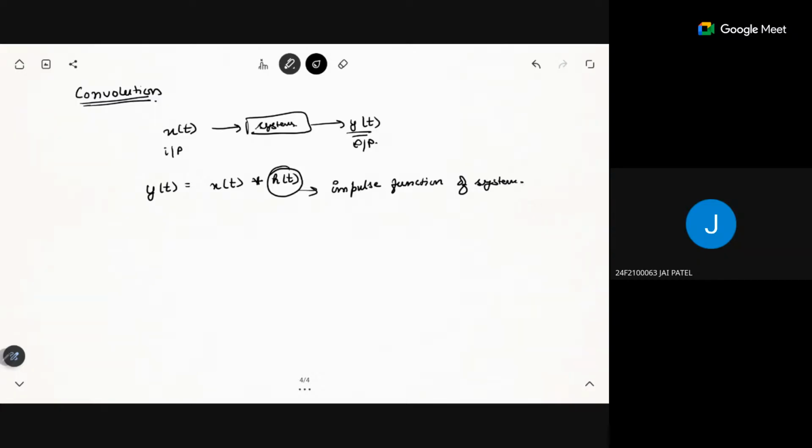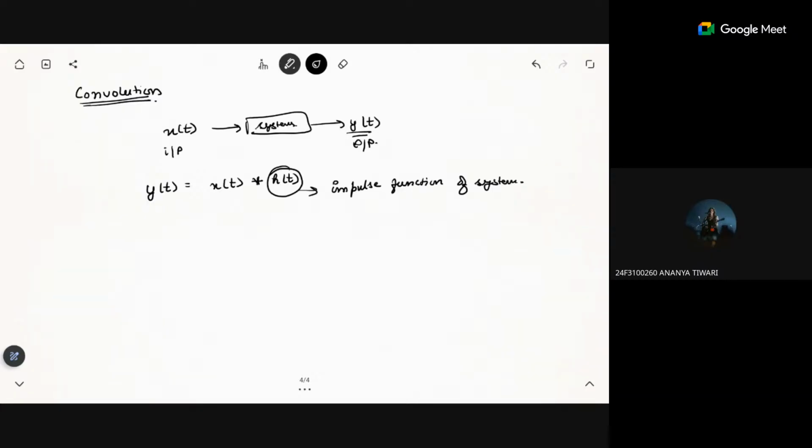Impulse function of system, h of t. So let me ask you, what do you understand by this impulse function of the system? Anybody? It's a factor of direct delta. Can you repeat? It's a scaled version of direct delta, or when we integrate with direct delta, then we get this impulse response. Yes, we get the impulse response.